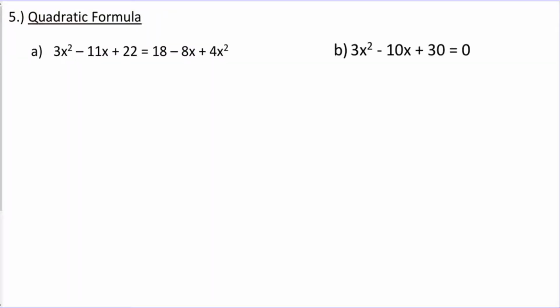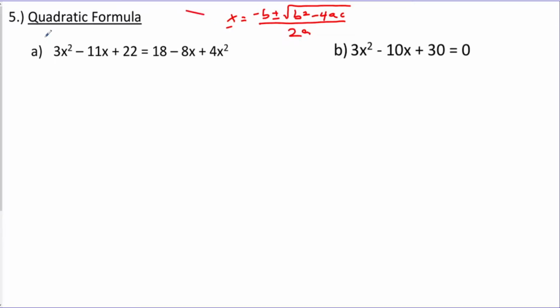We got one more solving method left, the quadratic formula. So let's start off by writing down the quadratic formula. I'm going to use this little space up here. The quadratic formula says x will always be equal to negative b plus or minus the square root of b squared minus 4ac all over 2a. That's our formula.